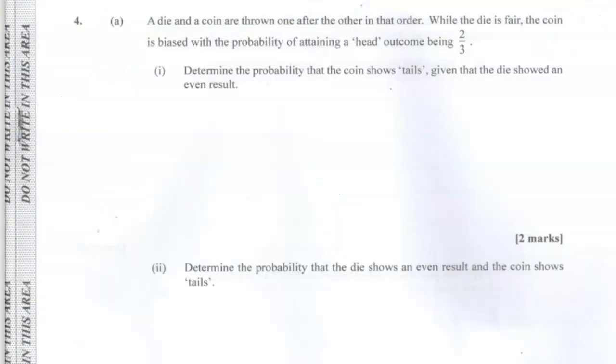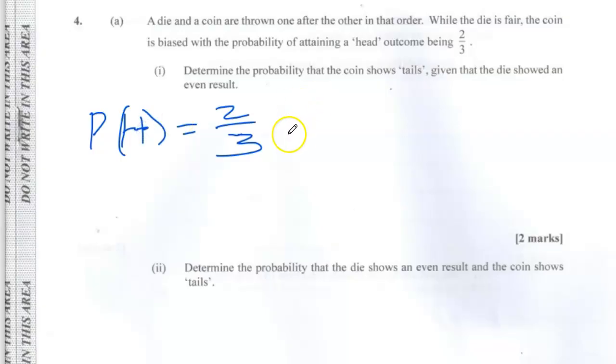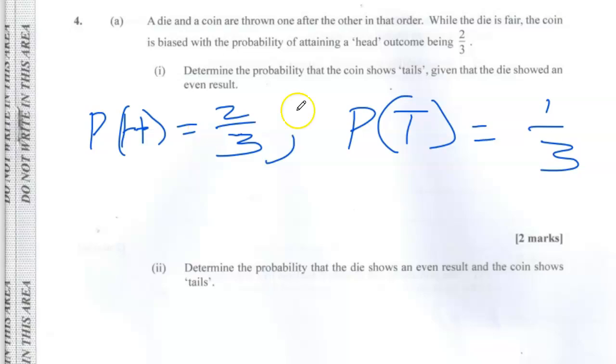Alright, so we're at question 4. A die and a coin are thrown one after the other in that order. While the die is fair, the coin is biased. The probability of obtaining a head is 2/3. Normally with a fair coin, head would be a half and tail would be a half. But for this coin, the probability of observing head is 2/3, which means the probability of observing a tail is 1 minus 2/3, which is 1/3. Notice that when you add both probabilities for head and tail, it should add to 1.